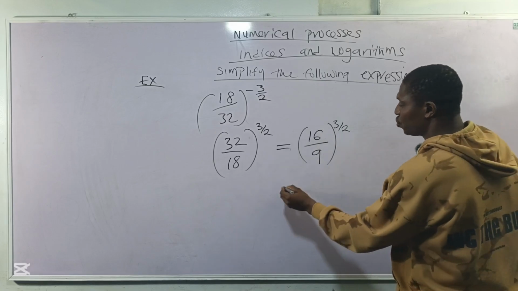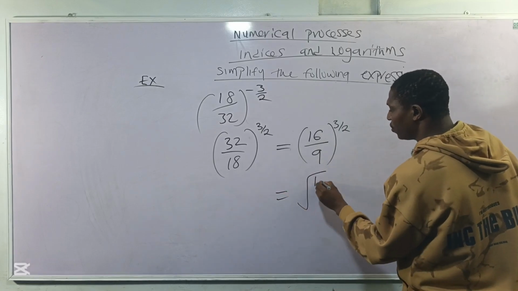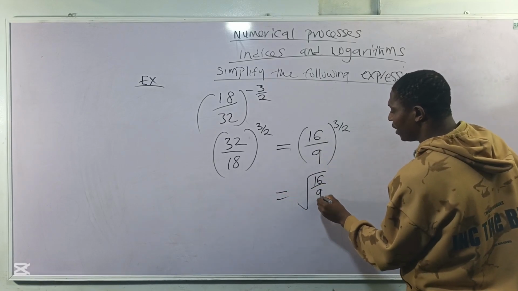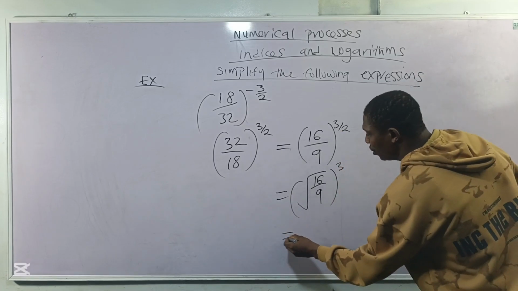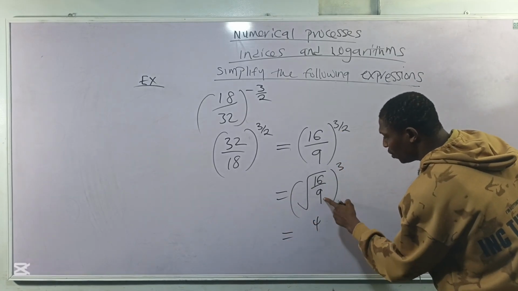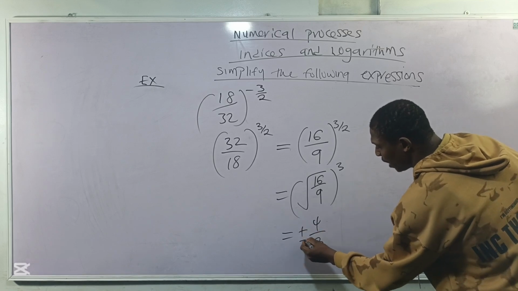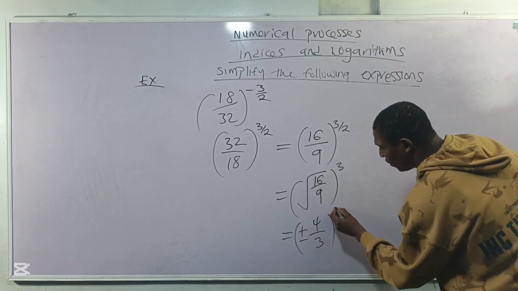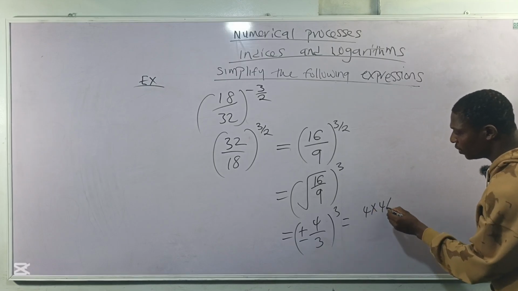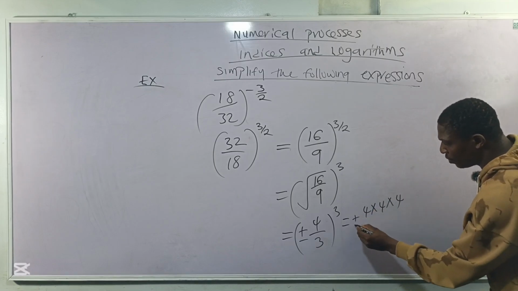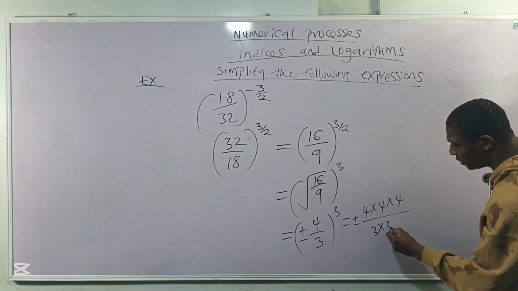Remember, our 2 is roots. So we have the square root of 16/9, all in brackets raised to the power 3. Now, the square root of 16 is 4. The square root of 9 is 3. Remember to add your plus or minus, all raised to the power 3, which gives me 4 times 4 times 4, raised to plus or minus, all over 3 times 3 times 3.